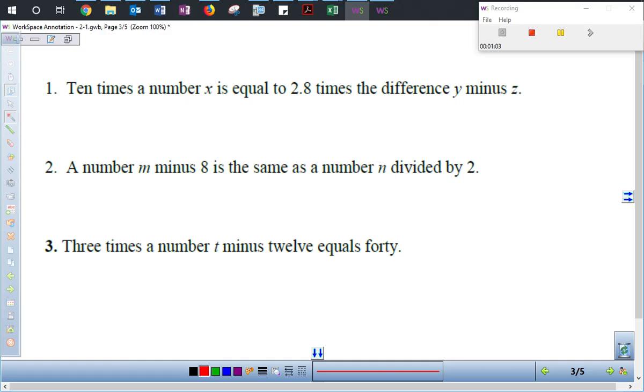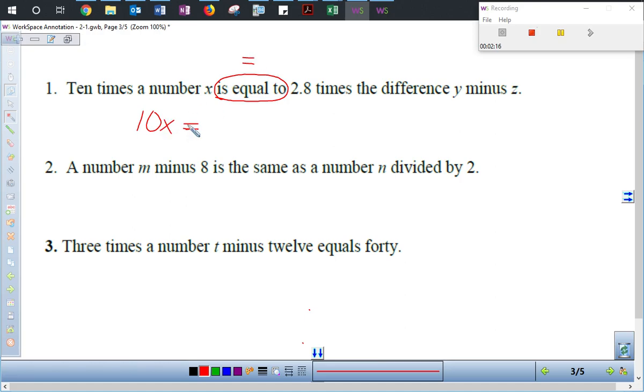So 10 times the number x is equal to 2.8 times the difference y minus z. Once you find that phrase, I want you to circle it. So this phrase right here, is equal to, represents my equal sign, and I'm going to put an equal sign right above it. Everything to the left of this phrase goes on the left of the equal sign, and everything to the right of this phrase goes on the right side of the equal sign. So on the left side, I have 10 times a number x. Well, I definitely know how to write that. 10 times the number x is just 10x. Then we'll have our equal sign.